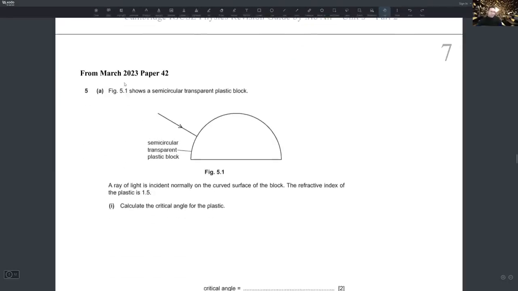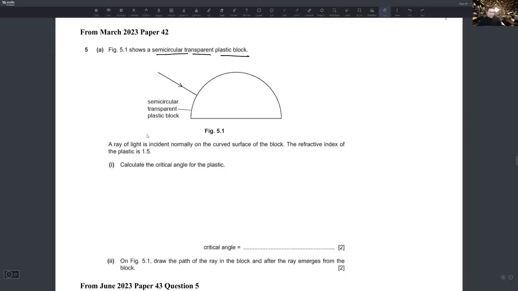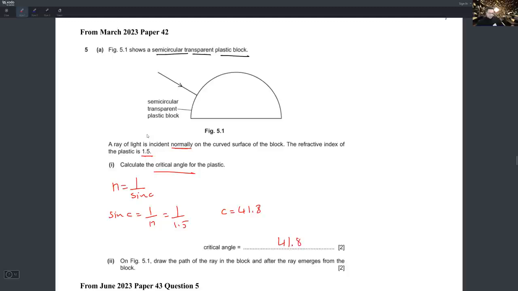Next, from March 23. Figure 5.1 shows a semicircular transparent black plastic block. A ray of light is incident normally, meaning at 90 degrees, on the curved surface of the block. The refractive index is 1.5. Calculate the critical angle. I know: n equals 1 over sine C. But I want C, so sine C equals 1 over n, meaning 1 over 1.5, then shift sine. So where's my calculator? Shift sine. We know what the answer is. C comes out 41.8, because we solved this example earlier.